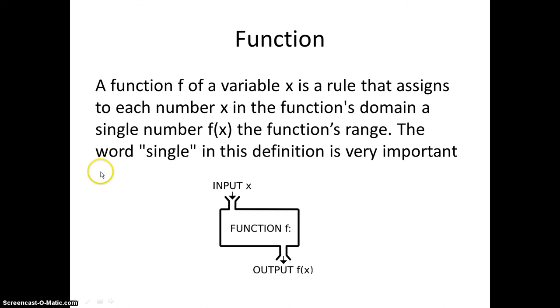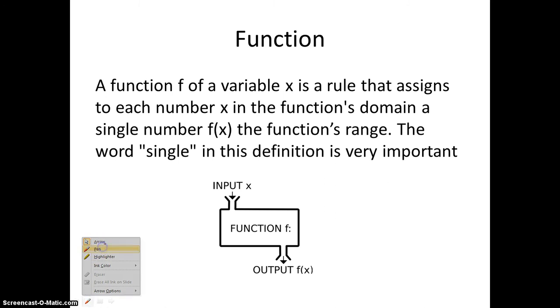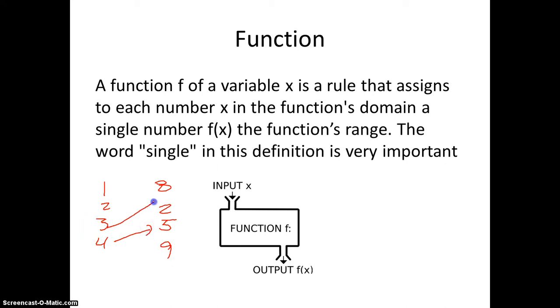So I can have the numbers 1, 2, 3, 4. And let's say I also have the numbers 8, 2, 5, and 9. Now let's say that the function takes 4 to 5, 3 to 8, 1 to 9, 2 to 5. That's a function. Every number has one unique path that it follows. Despite the number that it ends at, there's only one number that it goes to.